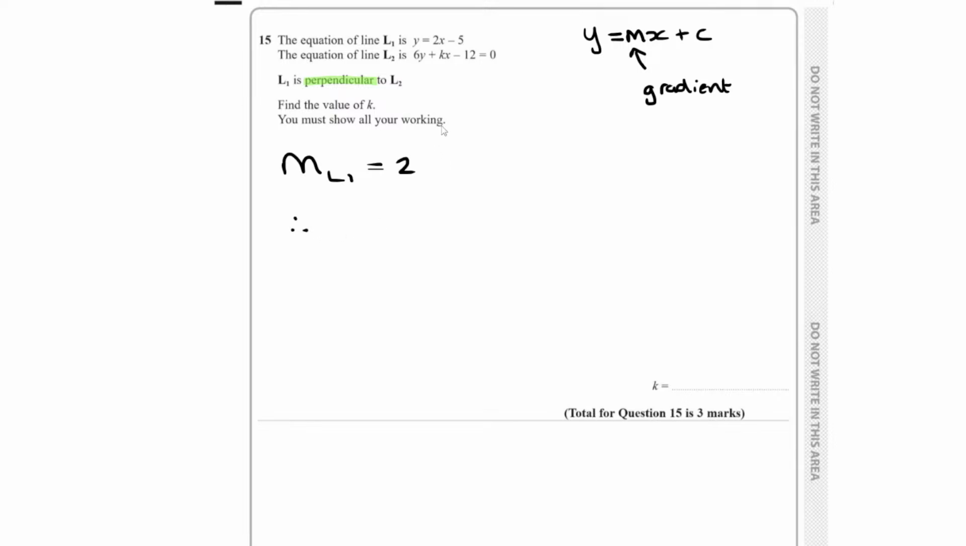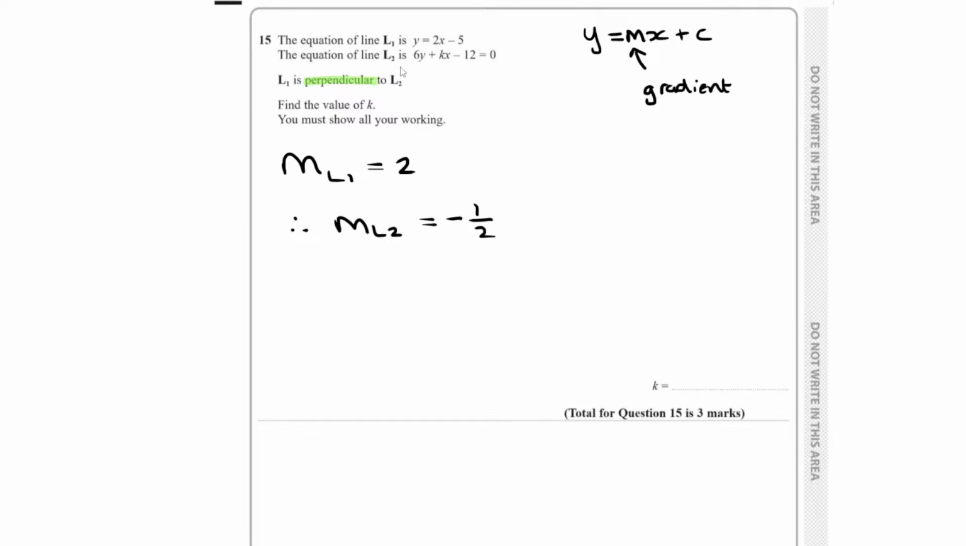Therefore, the gradient of line 2, if it is perpendicular like they've said, would be the negative reciprocal. So that would have to be negative, because 2 is already positive, and the reciprocal of 2 is a half. Now, I can't just sub that in front of the x, because the second line is not in the correct format. It's negative 1/2 when y is the subject, where it's not 6y, everything else on the other side, y on its own.